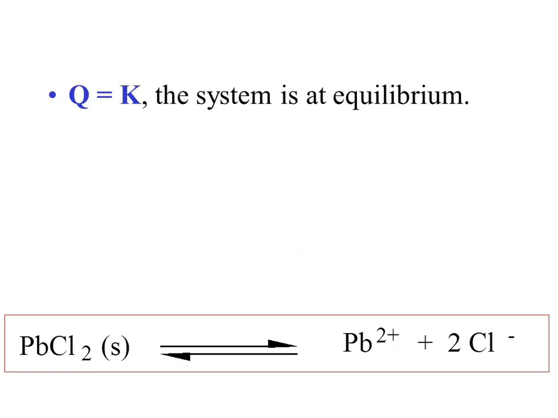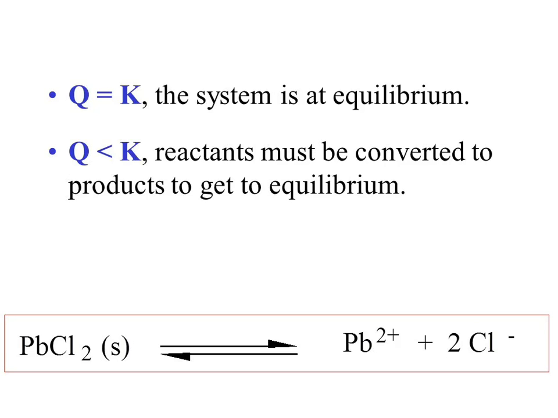We can take a snapshot of what the ion concentration is at a given time, and we can plug that into a QSP expression and calculate QSP and compare QSP to KSP, and if they're equal, you're right at equilibrium, okay? If our snapshot reveals that our reaction quotient is less than our K, we said before, if it's too small, then that means you don't have enough products, because products are on the top. So you're going to have to form more products.